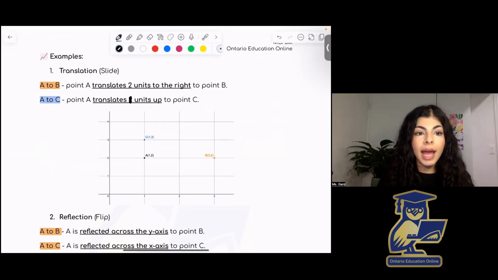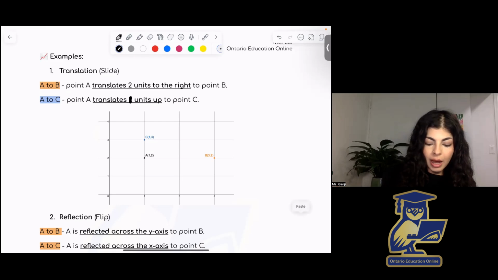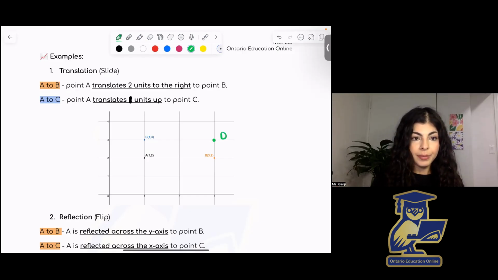And we can have more than one translation happening together. So I can move it 2 units to the right and 1 unit up to end up at, for example, let's say here, point D. So you can have multiple translations.